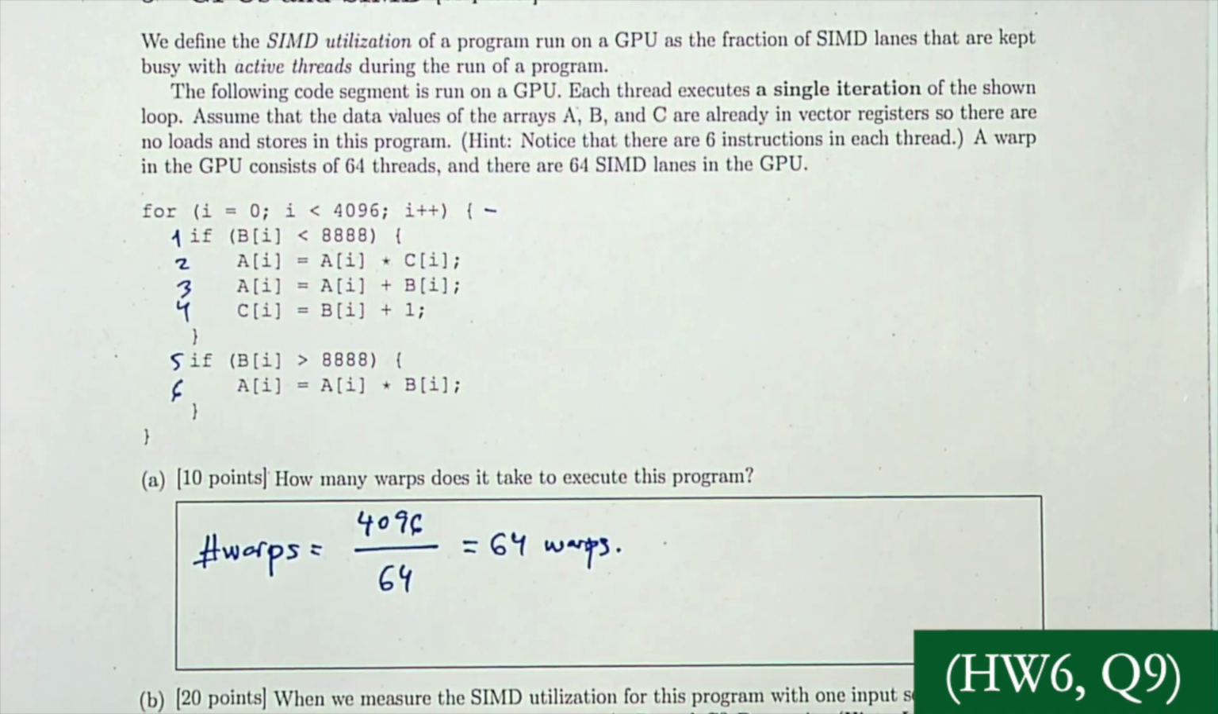This is the number of warps that we need to execute this program, the number of warps of 64 threads each, because in this particular architecture, the warp has 64 threads. In another problem, you can find 32, but in the end, there won't be any difference. Okay, so these are 10 points for free, as you can see.